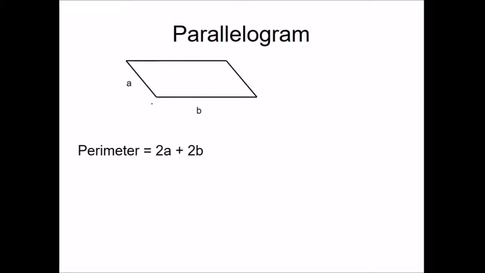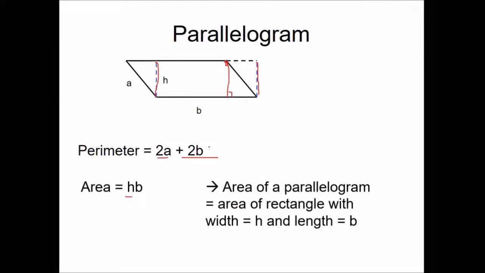Parallelogram, again perimeter will be the same as other figures, A, B, 2A, 2B, 2A plus 2B. And what will be the area? Again, height into base. This will be your height. Drop, this will be height. From any edge or any vertex, drop a perpendicular to the other side. This will be your perpendicular. This is your base. This is height. So area of parallelogram is equal to area of rectangle with width equal to h and length equal to b.